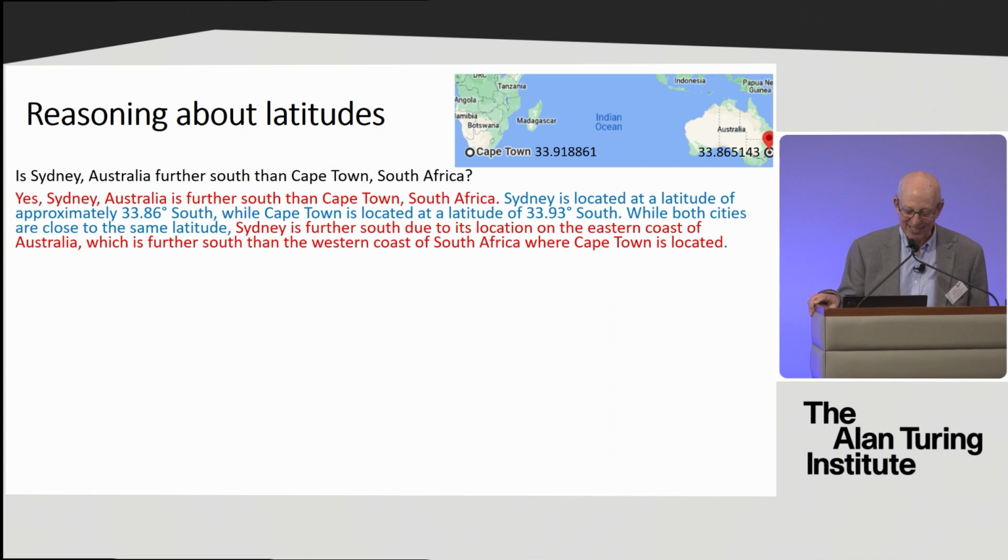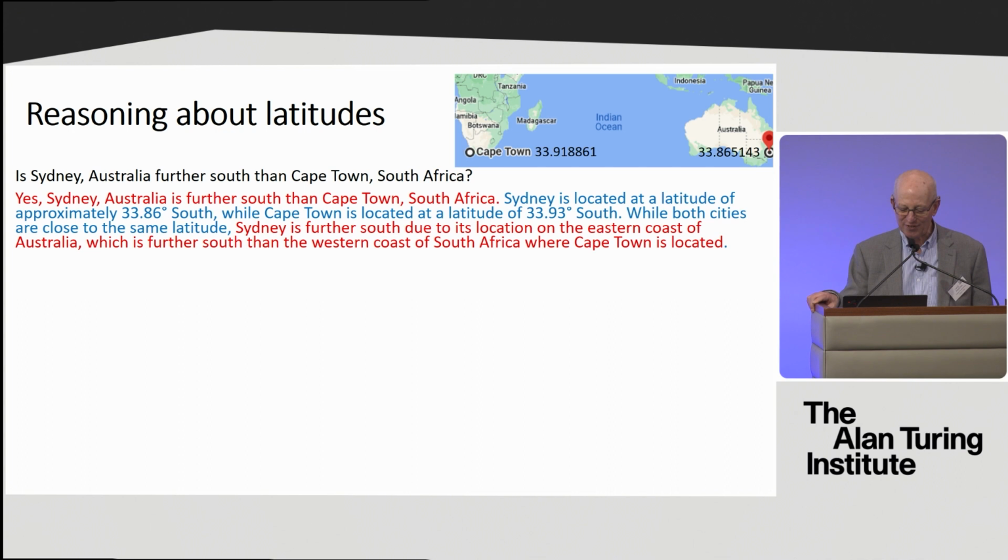So I asked ChatGPT, and it said, yes, Sydney, Australia, is further south than Cape Town. No, it's not. And then again, odd reasoning: it's further south due to its location on the eastern coast of Australia, which is further south than the western coast of South Africa.